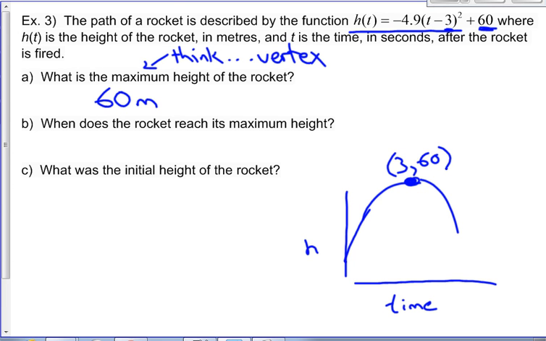Okay. When does the rocket reach this maximum height? Again, we're thinking vertex, but the when is going to be a t value. 3 seconds.